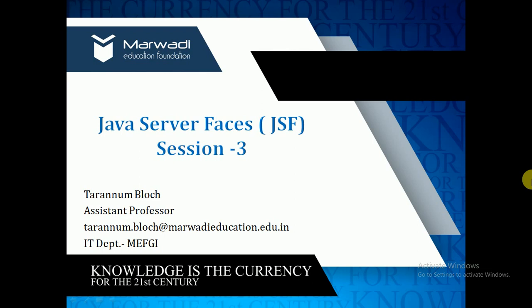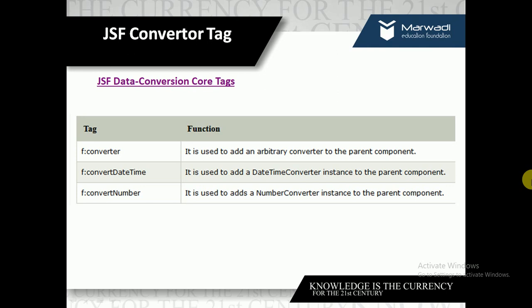So whenever data goes to the server side, we need to convert the strings into the appropriate type. For that we have various converter tags available. They can be known as Java converter tags, or at times people call them JSF converter tags, or JSF data conversion tags, core tags also. Basically there are three different tags, three categories.